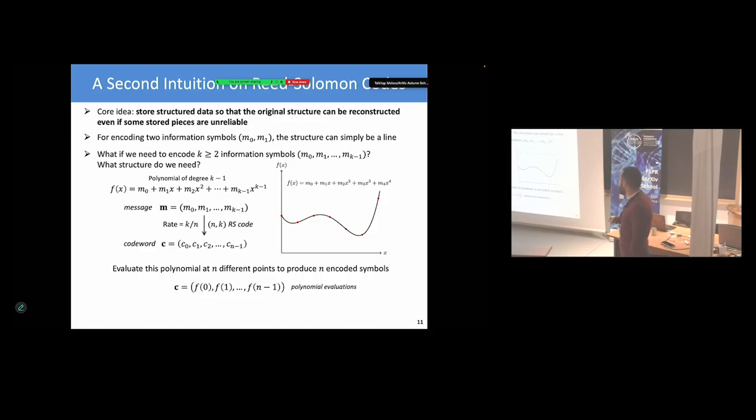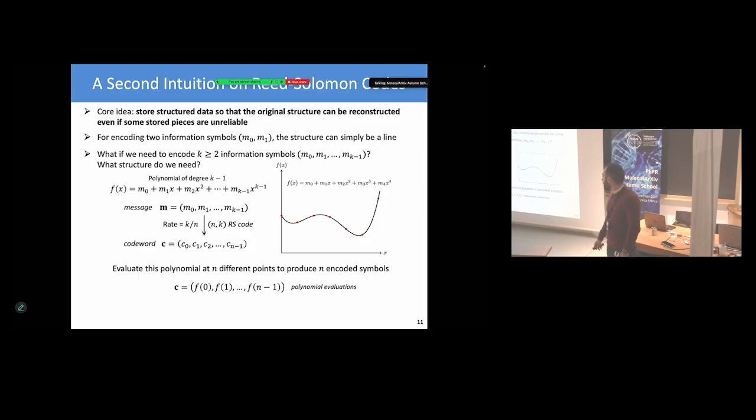And what is the error correction capability here? With the line, we needed two evaluations to reconstruct the line, right? With a polynomial of degree k minus 1, how many evaluations do we need? K evaluations. What does this mean? This means that out of the n evaluations, if I lose any n minus k of them in the form of an erasure, I can still recover my message.